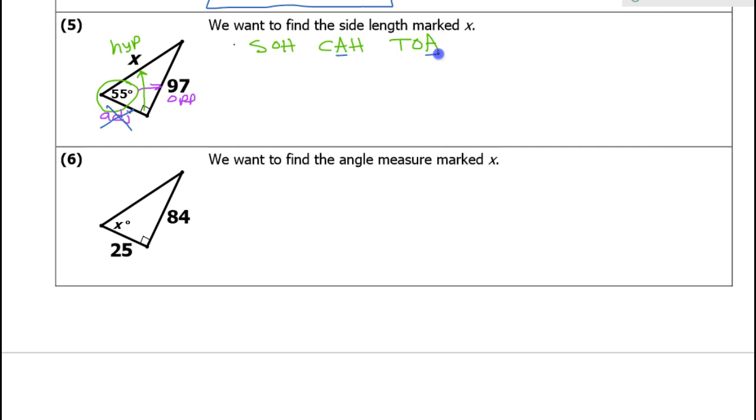Notice that both of these functions involve the adjacent side. So these functions are going to be useless in this particular problem. That just leaves the sine function. Sine is opposite over hypotenuse. Set it up. So we will say the sine of the angle circled is equal to opposite over the hypotenuse.